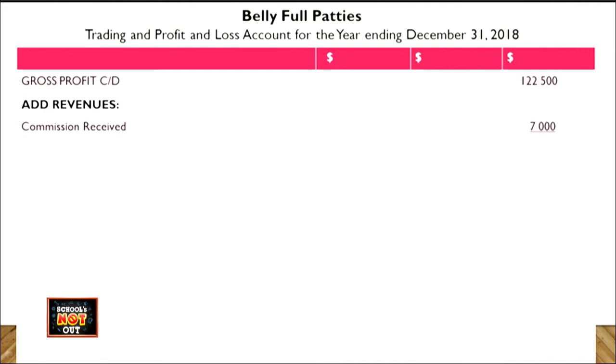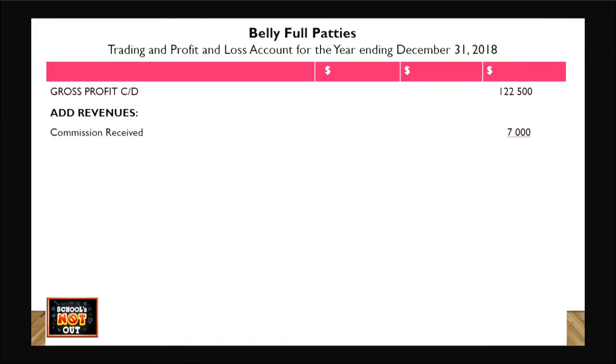What do I do here, students? I simply add the $7,000 to the $122,500, which was my gross profit figure. That will give me a total of, see if you can calculate before I do. All right, guess you were quick, just like me, $129,500. Now that would be your total revenue.